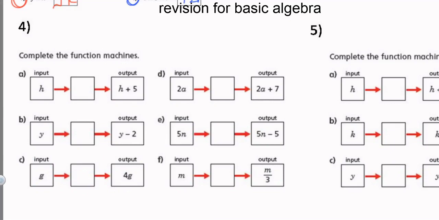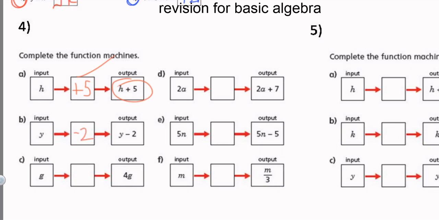You've got an input and you've got an output. So what happens to the input? Something happens to the input to give you the output. Well, you have h plus the 5. H plus the 5 gives you h plus 5. Question B. Y take away 2. Let's take away 2.